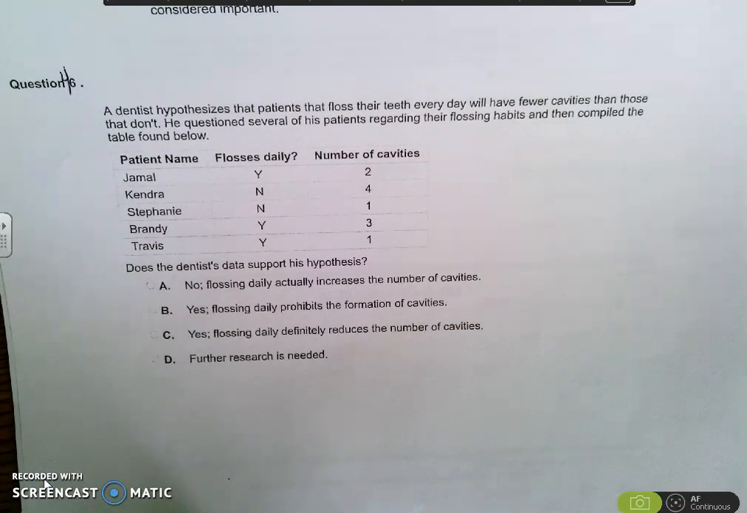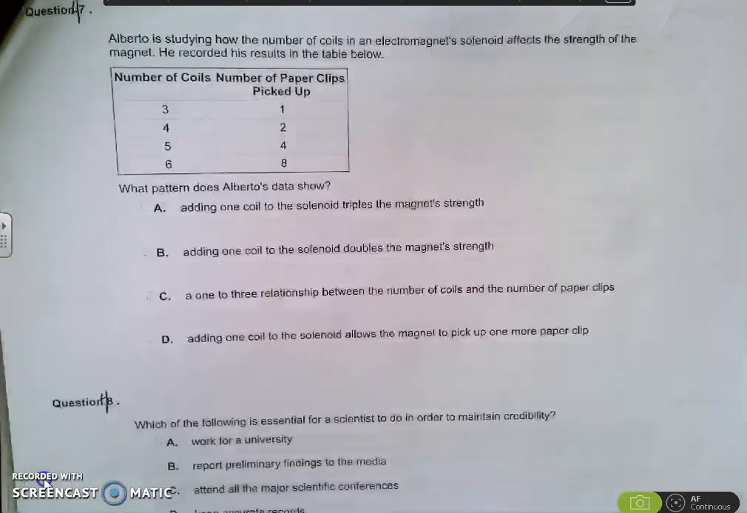Question 46, the answer, D. If those that floss daily, Jamal, Brandy, and Travis, are compared with Kendra, the dentist's hypothesis is supported. However, if they are compared with Stephanie, the dentist's hypothesis is not supported. Therefore, future research is necessary before a final conclusion can be reached.